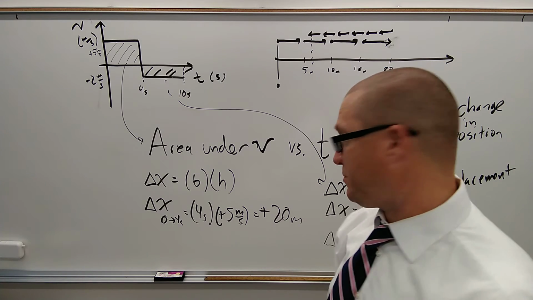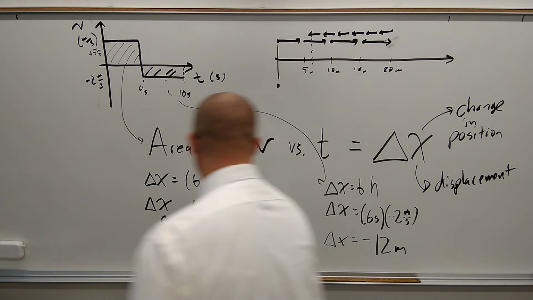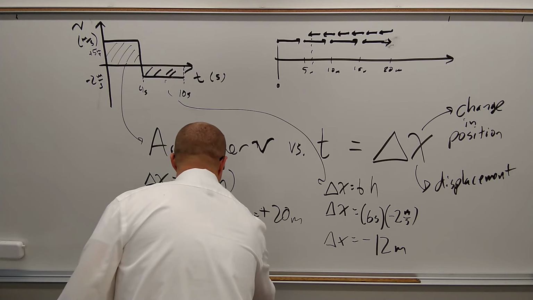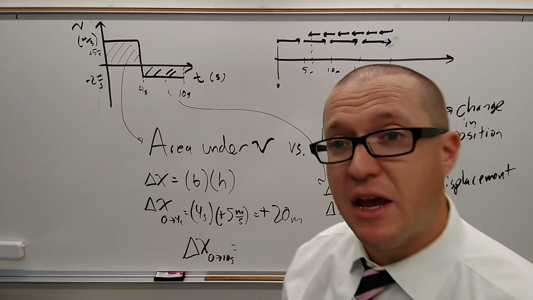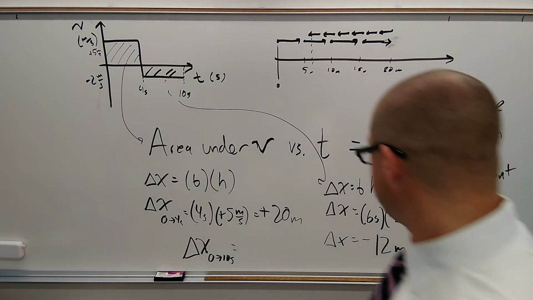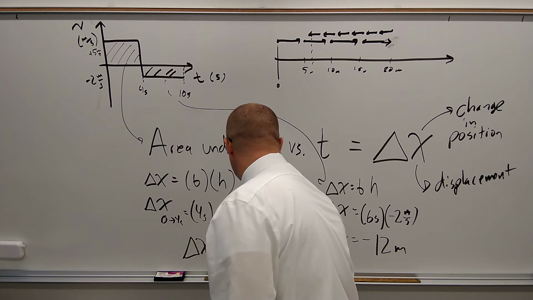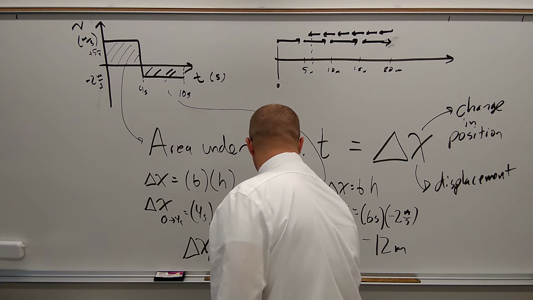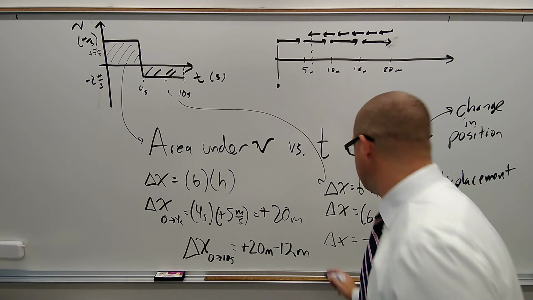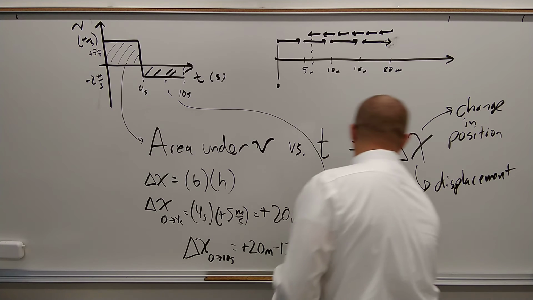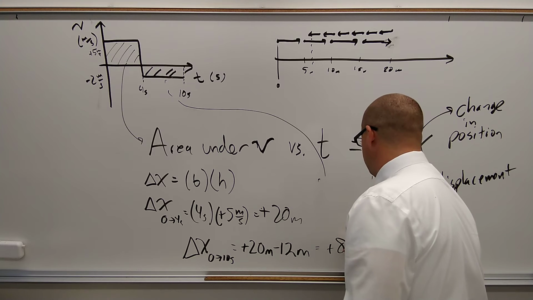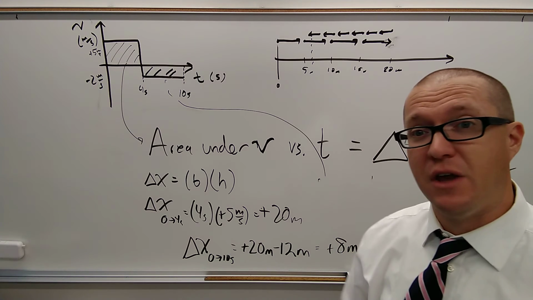If you want to find the net displacement, the total displacement from 0 to 10 seconds is the sum of both of these. So it is positive 20 meters minus 12 meters, and it's going to equal positive 8 meters total net displacement.